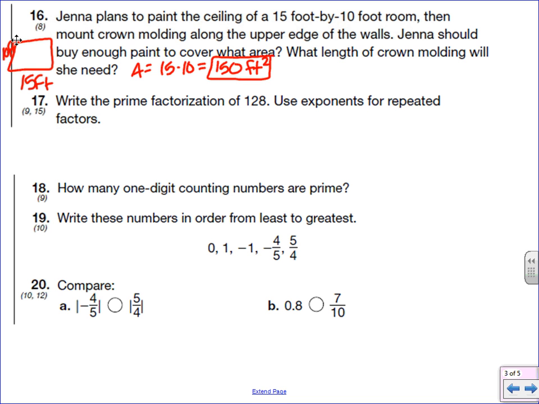And then what length of crown molding will she need? Well, that's asking you what's the perimeter, because the crown molding is going to go all the way around the outside of the room. So perimeter is by adding all the sides together. So I have 2 10s and 2 15s. 10 plus 10 is 20, 15 plus 15 is 30, 20 and 30 is 50. And the units on perimeter are just the units of the length.